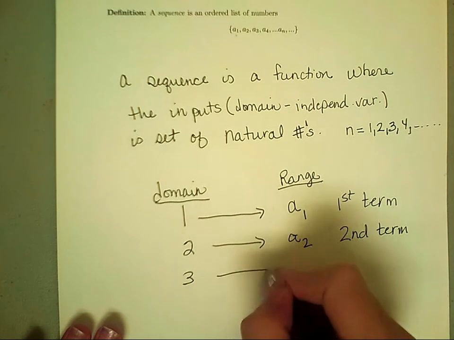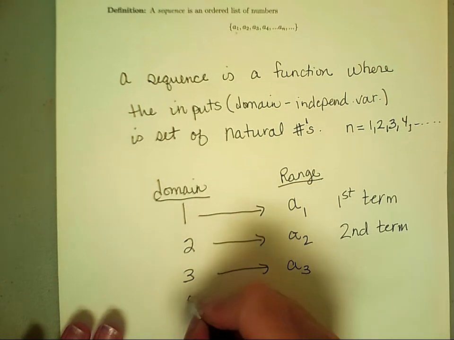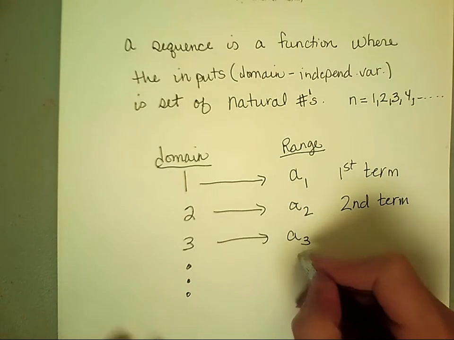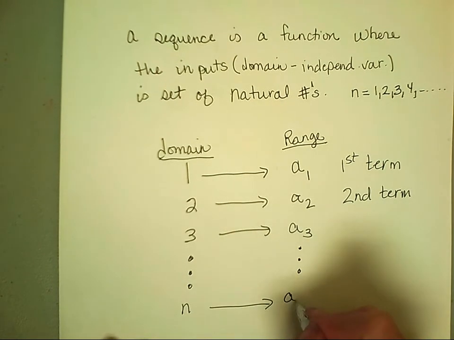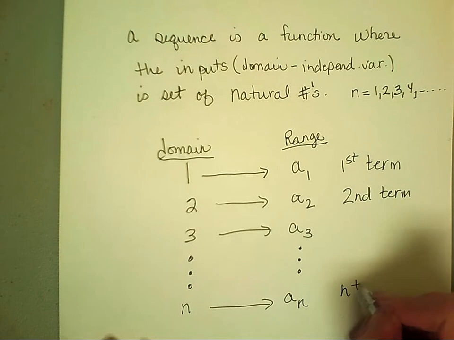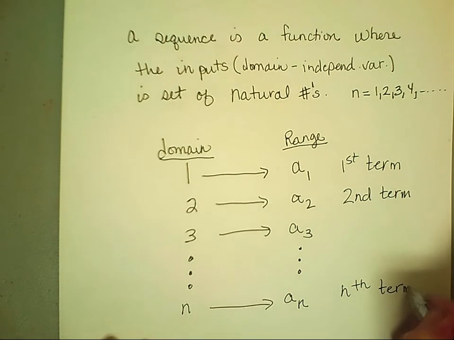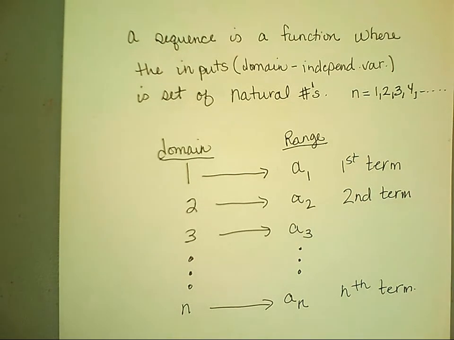3 maps to the third term, etc., etc., etc. So that for any natural number n we pick, it will map to the nth term. Alright, so that's a basic idea and understanding of what a sequence is. So now we're going to look at several examples and look at their behavior and some vocabulary.